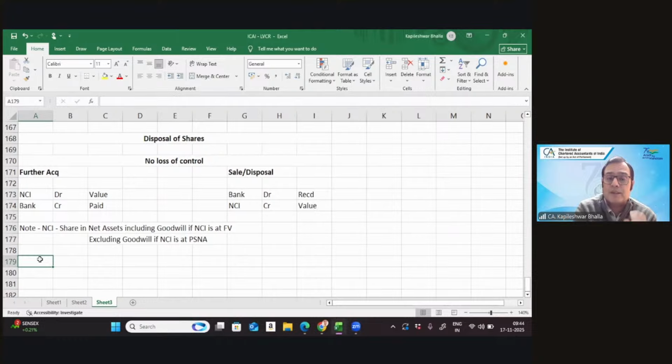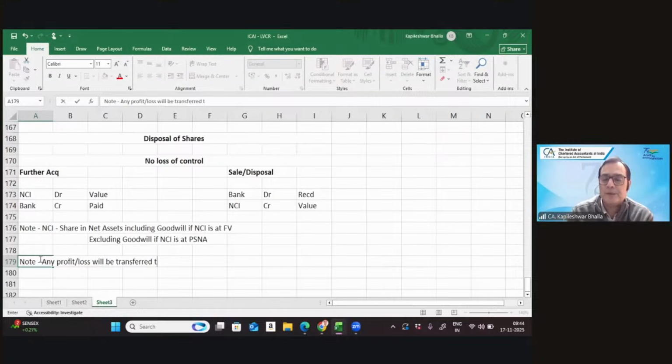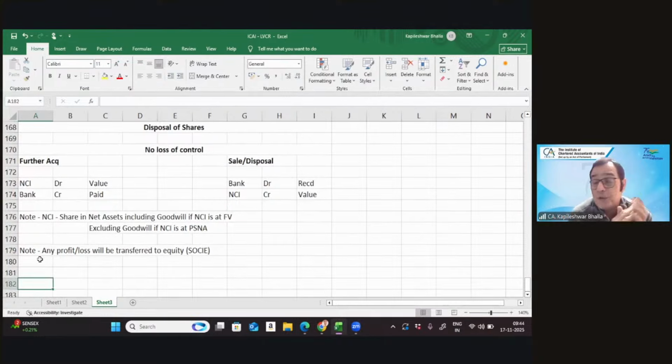So let's put another note as well, that in this particular case, any profit or loss will be transferred directly to equity. So I'm putting it as equity. That is supposed to be so key. So we're going to put this directly in terms of SOCIE. So this is one input.